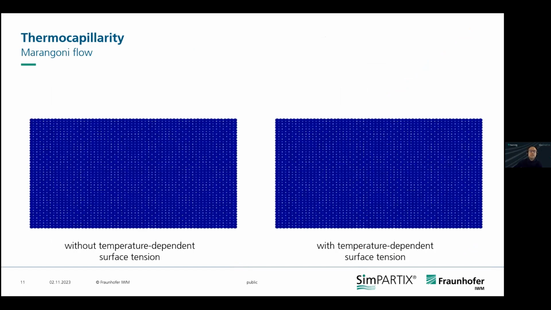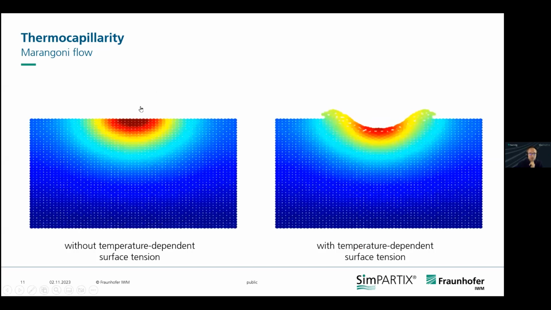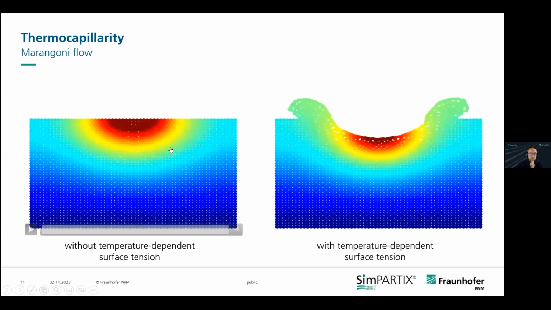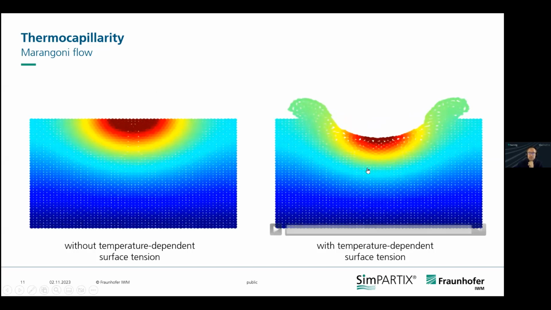Coming to the terms I was talking about, where we need the surface tension and the recoil pressure, let me just explain what happens if we don't include them. Here you see a specimen, and there's a laser coming from the top. We don't see the laser, but this is the temperature profile. If we do not have temperature dependent surface tension, there's a temperature profile for sure, but you see the matter stays where it is. In contrast, if we include this temperature dependent surface tension, you see matter is being shifted to the right.